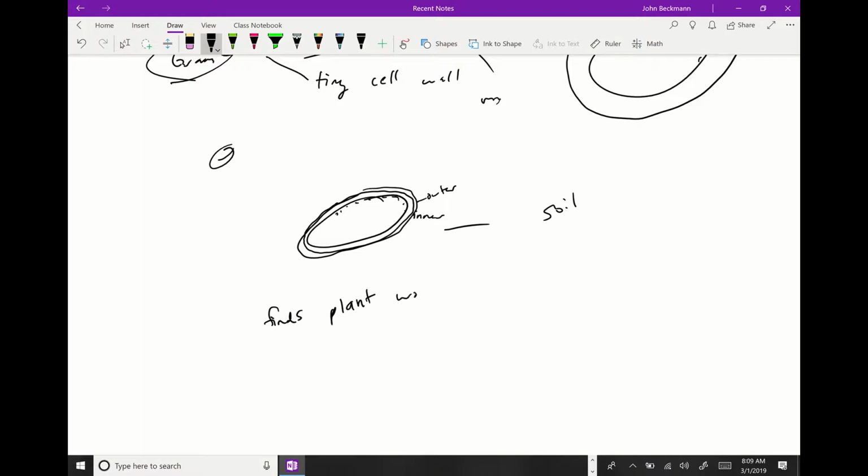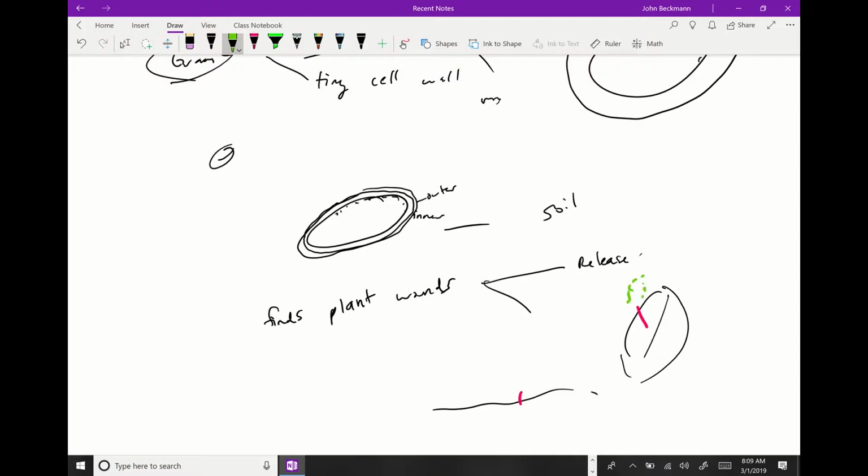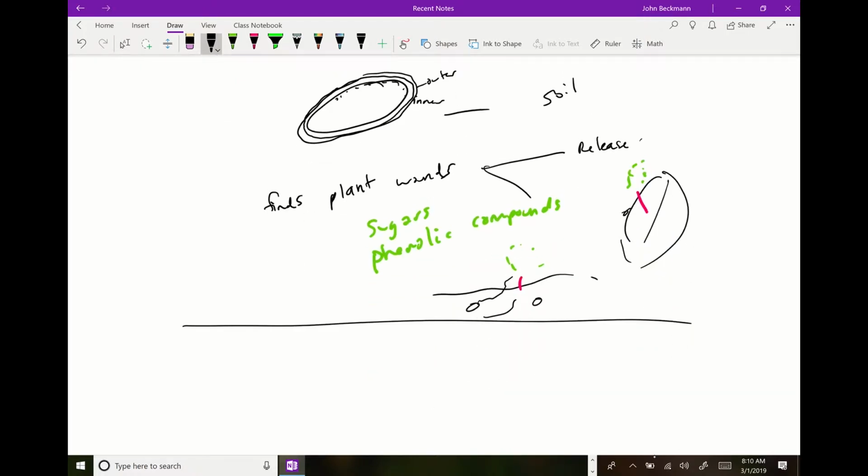So how would it do that? Whenever plants are wounded, they have a wounding response that releases hormones. Right, they release chemicals. So if you have a plant, I'll just say a leaf, but maybe it's the root, and you get an injury, there's going to be chemicals that are released into the environment, like sugars and phenolic compounds. Okay. And Agro, if it's in the soil or if it's on the plant, it can sense that, and then it can start making its way, and it seeks out and finds those plant wounds.